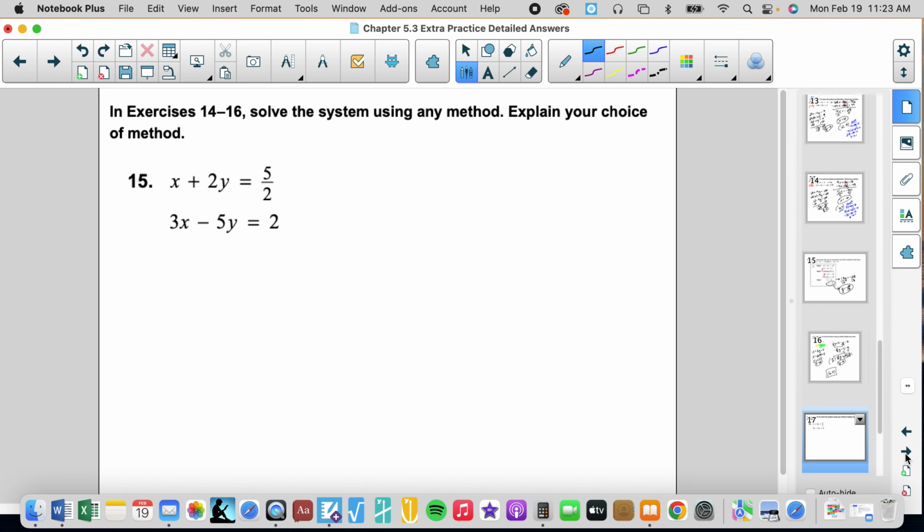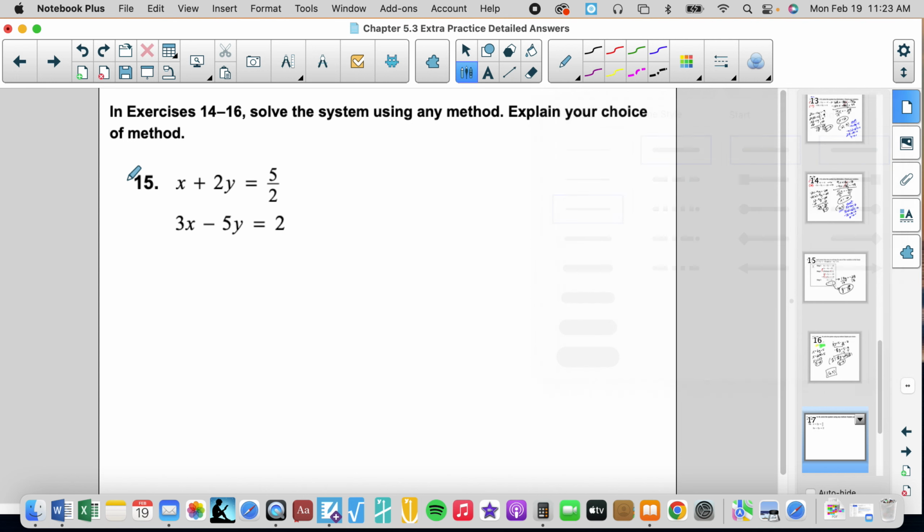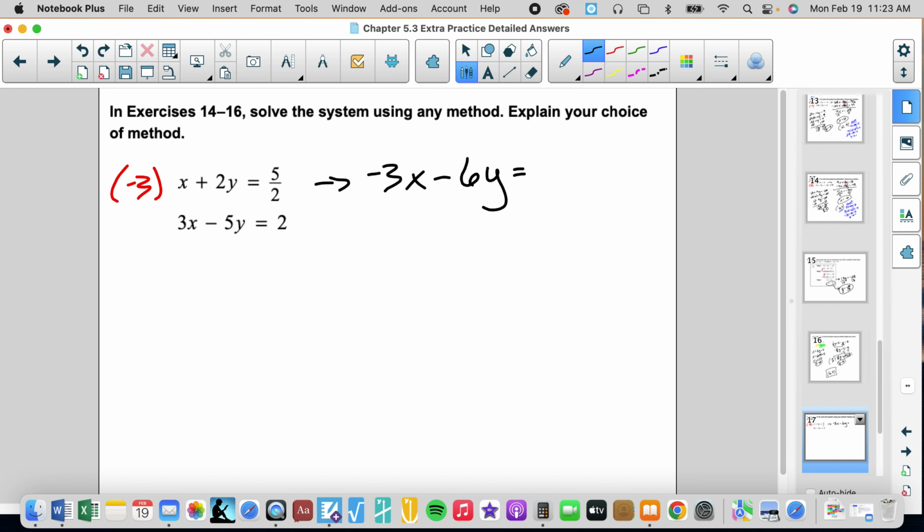Neither are set up, but I'm going to use elimination. Could I solve for x if I wanted and use substitution? Yeah, I could, but we're going to stick with the plan. Let's make that -3. Oh, that's going to make some ugly fractions, but it's okay. -3x.